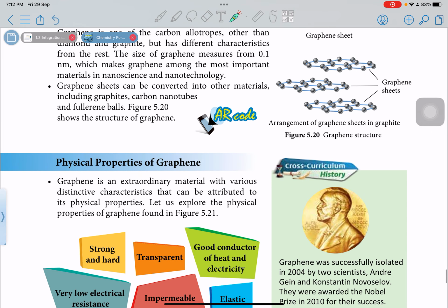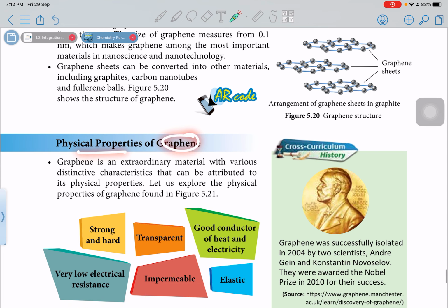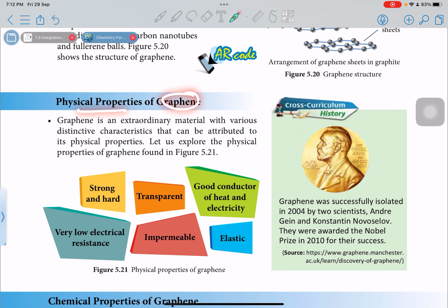So just now we just learned about graphene, right? So now we will learn about the physical properties of graphene. There are 6 physical properties of graphene. One of it is strong and hard. It's transparent, good conductor of heat and electricity. It's elastic, impermeable, and very low electrical resistance.